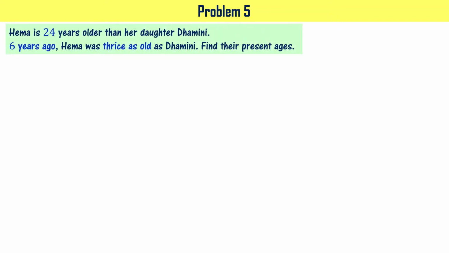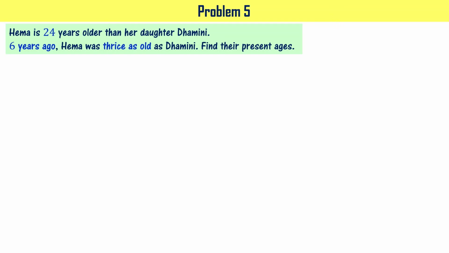Let us now learn solving another problem. Hema is 24 years older than her daughter Damini. Please note this. Hema is 24 years older than her daughter Damini. 6 years ago, Hema was thrice as old as Damini. Today, Hema is 24 years older than her daughter. But if you take their ages 6 years ago, Hema was thrice as old as Damini.